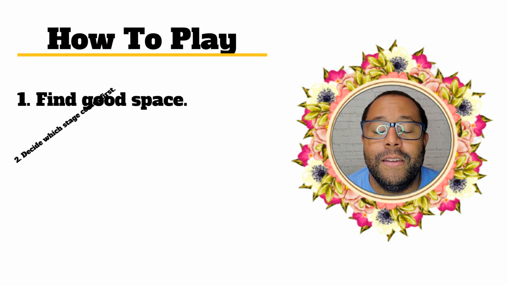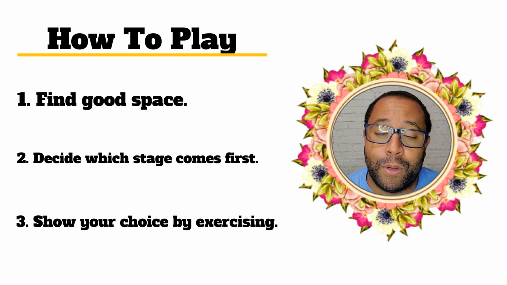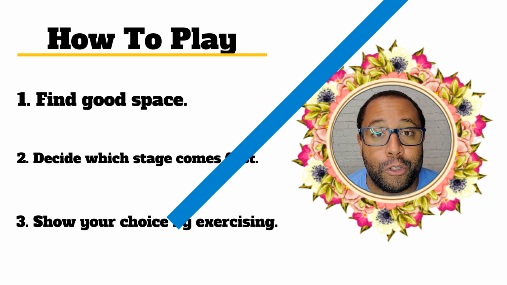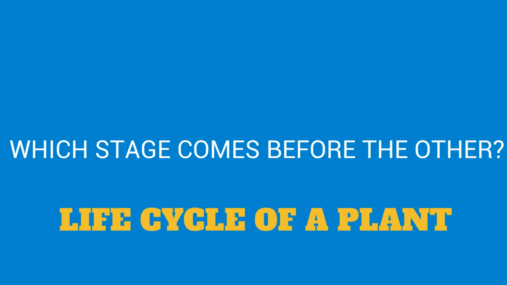How to play. Find a good space. Decide which stage of the life cycle comes first, and then show your choice by exercising. Which stage comes before the other?